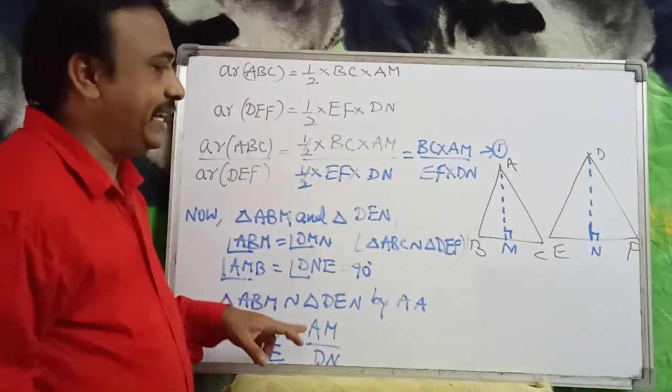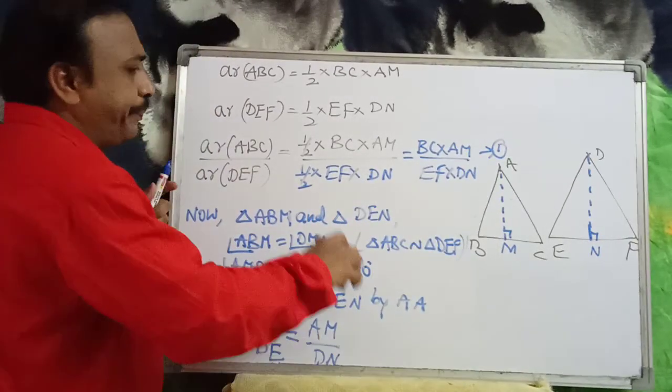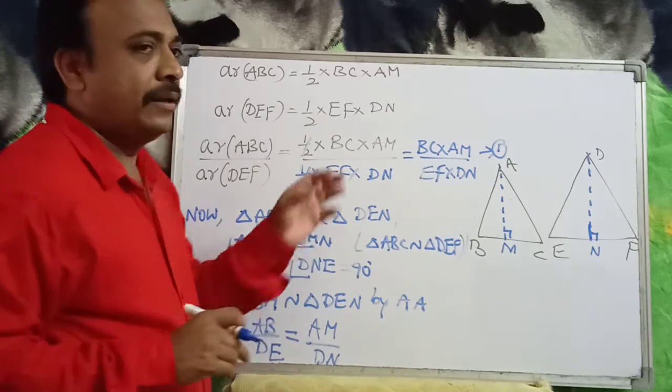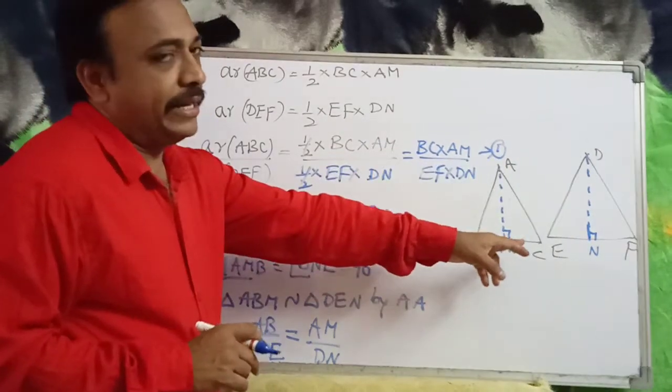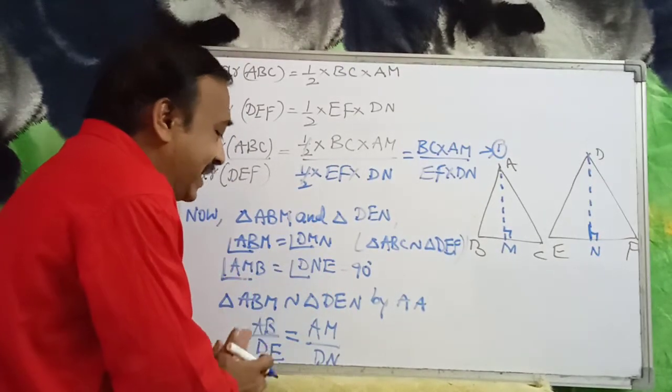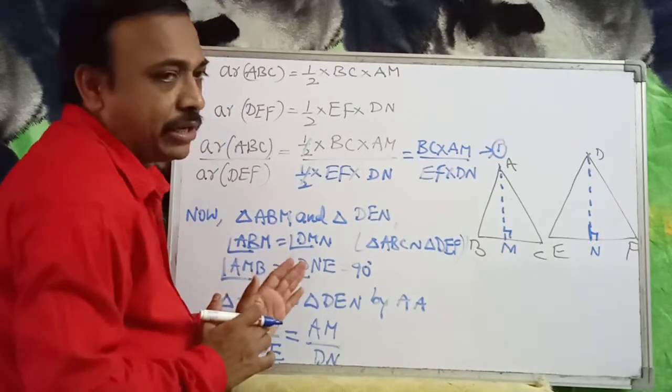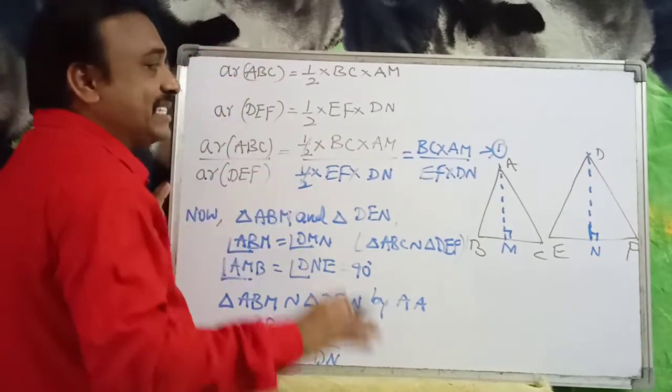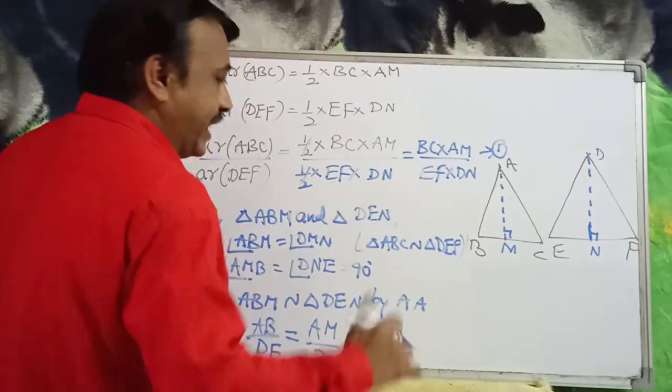Now in these two triangles we got the ratio. You observe it, AB by DE is equal to AM by DN. The triangles are already similar. This we got as equation 1.